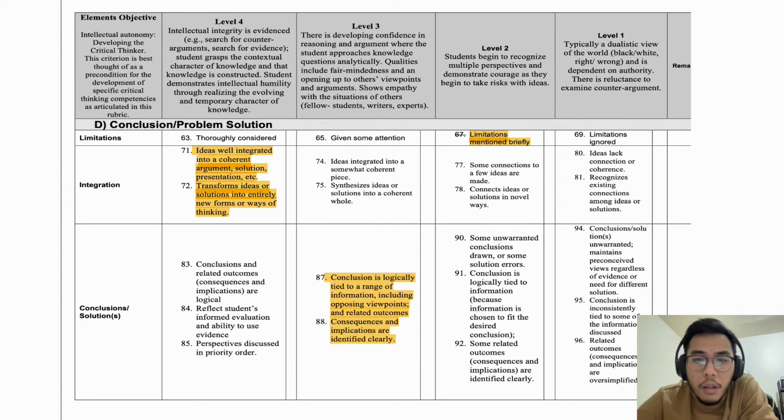Okay, moving on to section D: conclusion, problem, solution. The first component is limitations. For this component, I gave myself level 2. I did very briefly mention some of the limitations in the critique section of my paper, something that I could give more attention to for Critical Review 2.